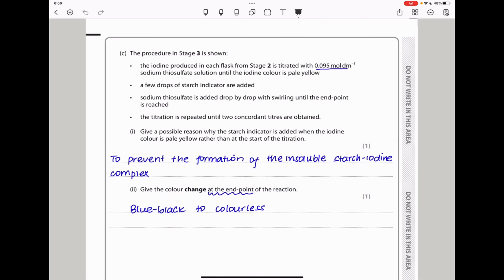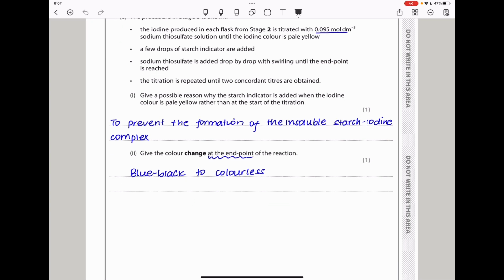So let's continue. Here they say the procedure in stage 3 is shown. The iodine produced in each flask from stage 2 is titrated with 0.095 mol per decimeter cubed sodium thiosulfate solution until the iodine color is pale yellow. A few drops of starch indicator are added. The sodium thiosulfate is added drop by drop with swirling until the end point is reached, and the titration is repeated until concordant results are obtained.